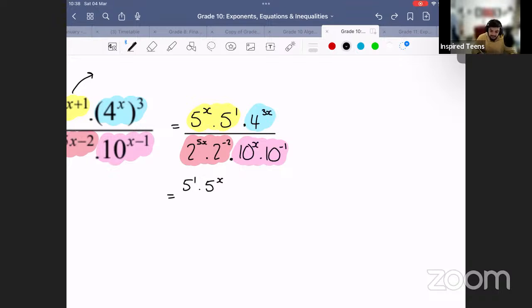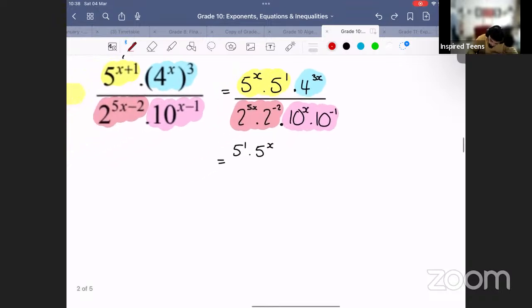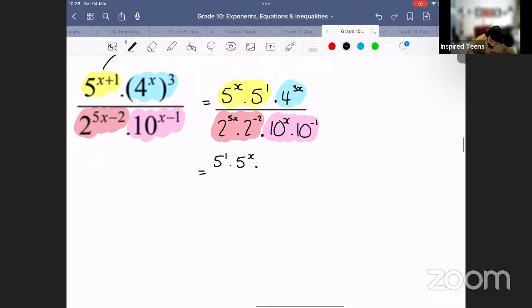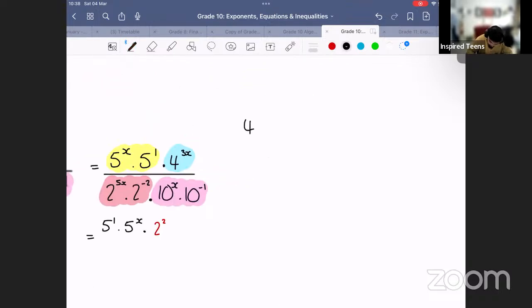So the next one is a 4. I can actually write 4 as what? I can write 4 as 2 to the power of 2. Now, I haven't changed the value. Remember that 4 to the power of 3x is equal to 2 to the power of 2 to the power of 3x. I haven't changed the value. 2 to the power of 2 is still 4. I'm taking that and I'm putting it to the power of 3x. These are definitely equal.